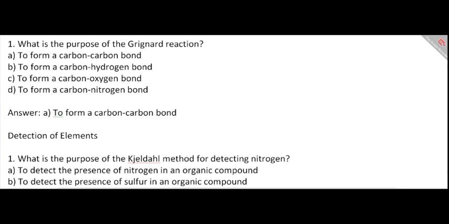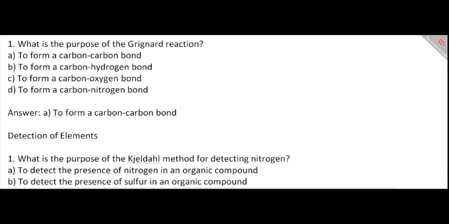Detection of elements: what is the purpose of the Lassaigne method for the detection of nitrogen? To detect the presence of nitrogen in an organic compound, sulfur in an organic compound, halogens in an organic compound, or oxygen in an organic compound. So straight away, the Lassaigne method is used to detect the presence of nitrogen. So option A would be the correct answer.